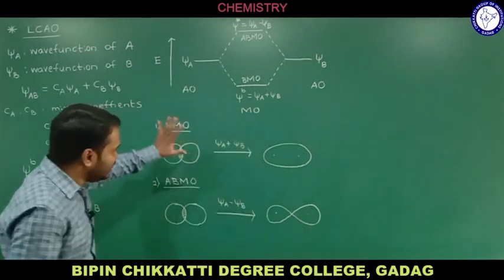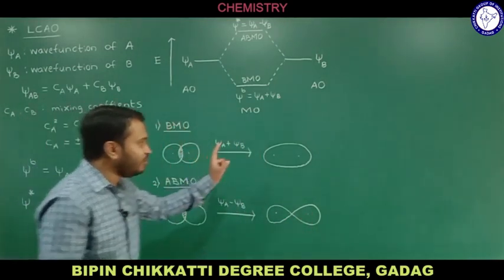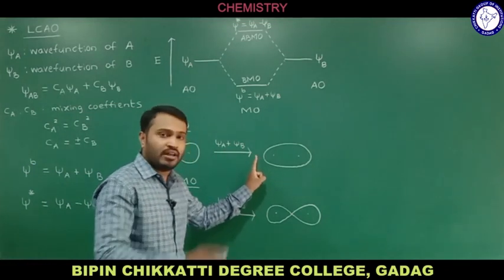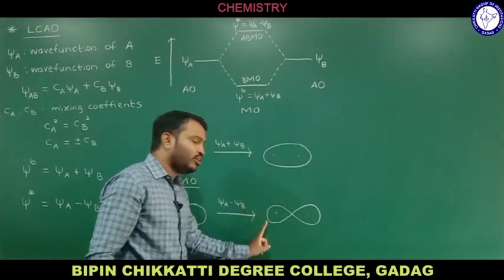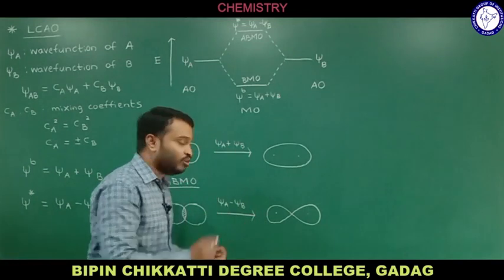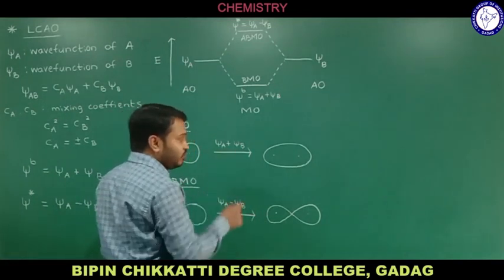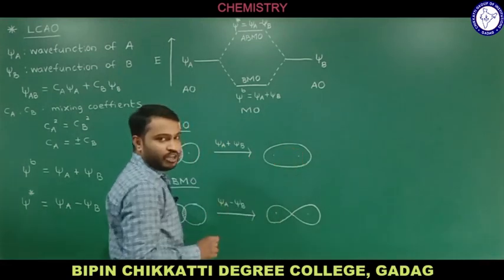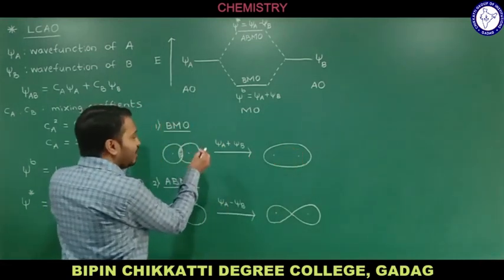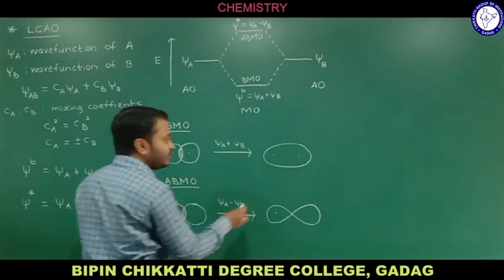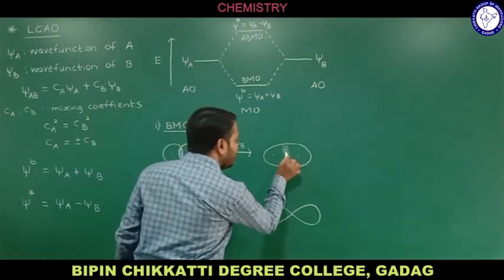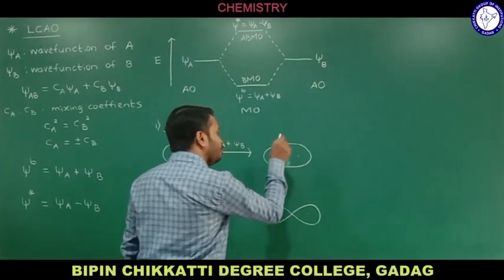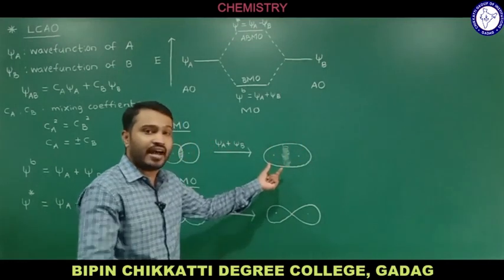If you consider BMO and ABMO, remember this is the molecular orbital corresponding to BMO, and this is the molecular orbital corresponding to ABMO. Now try to imagine what I am going to say. Here the electron density will be more, because these atomic orbitals overlap in addition fashion. Therefore this is a region where the probability of finding the electron will be more, and that is considered as the BMO.